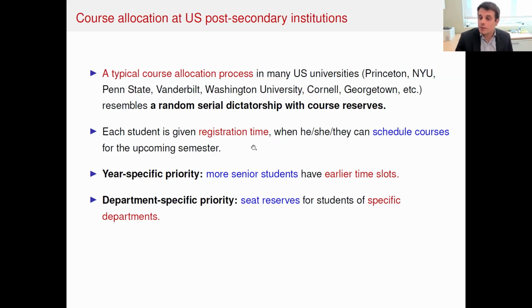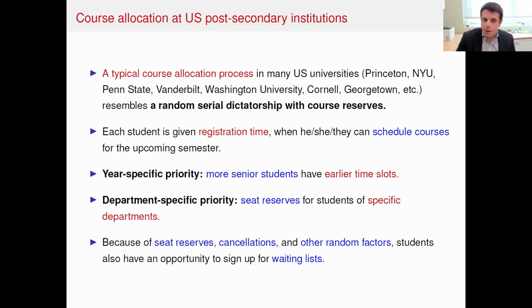Registration times are not, however, completely randomly assigned. In many cases, there is a priority based on seniority of students, so more senior students can choose earlier. There are also department-specific priorities that are implemented through course reserves, or seat reserves. Basically, a specific number of seats is reserved for specific groups of students. Like you have, say, Principles 101, and say half of the seats are reserved for economics students, economics principles.